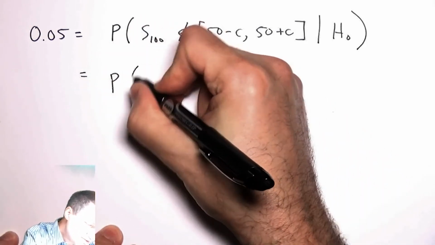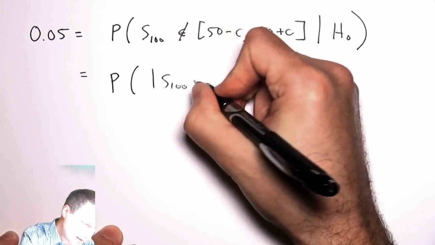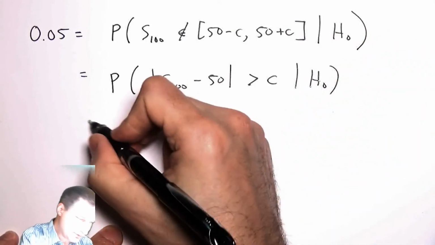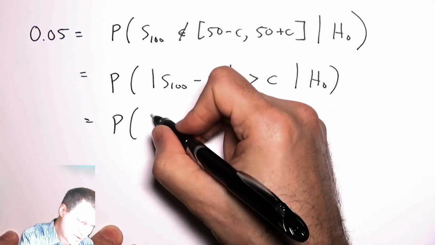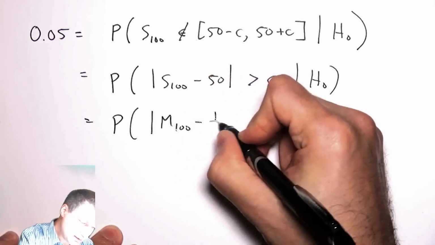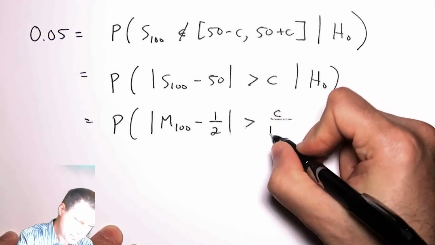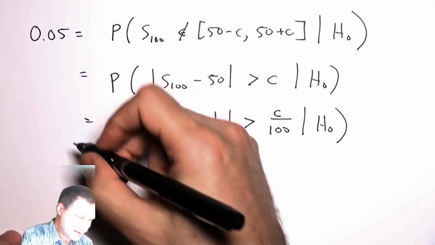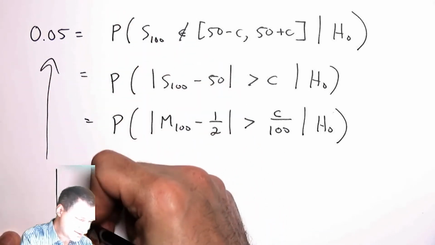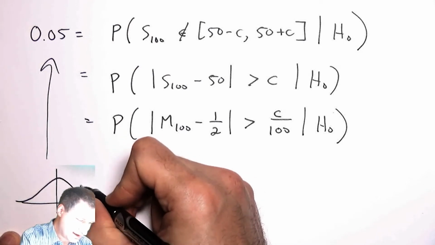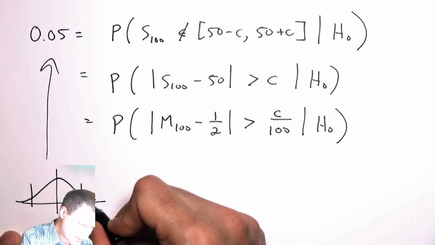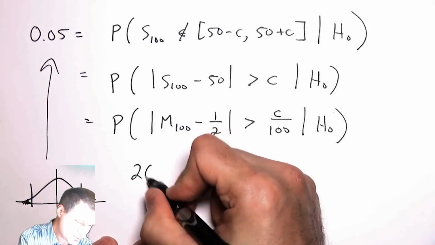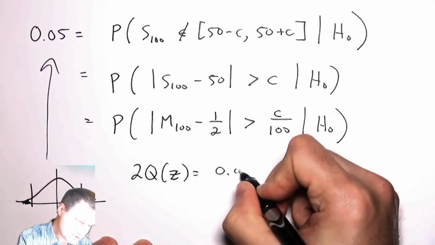I'm just going to rewrite this, and this should be familiar from the central limit theorem lectures, right? Or a different way of saying this is that if I divide everything through by 100, the mean minus 1/2 is greater than this. And so now I can use my Q tables to say, okay, I want the sum of these two tails to be 0.05, right? So it's like saying I want 2Q of Z to equal 0.05.